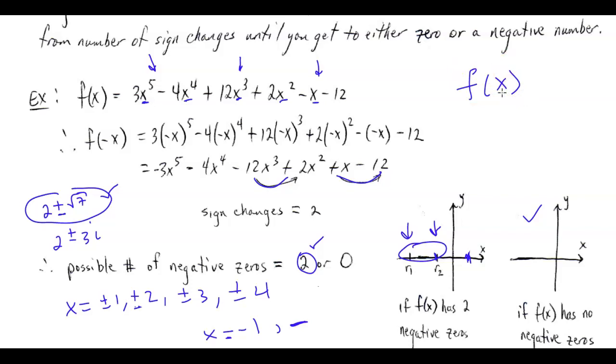Okay, and so in general, this is how we use the Descartes rule of signs to be able to just get a best estimate on the actual zeros that you do have for a particular polynomial.